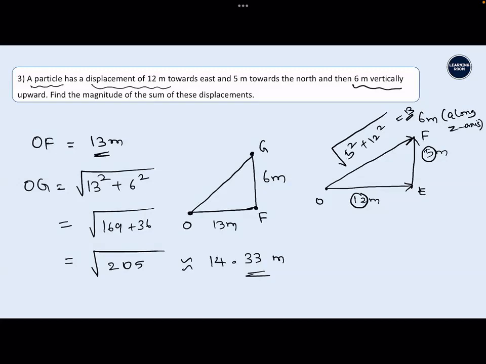And this is the magnitude of the individual displacement. But if you see the question, they ask for the sum of these displacements. So the sum of displacements is equal to 13 plus 14.33, which is 27.33 meters.